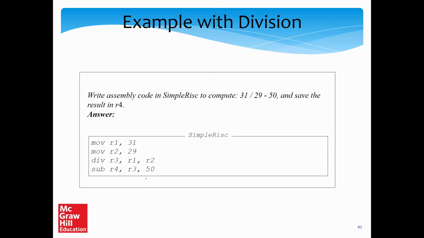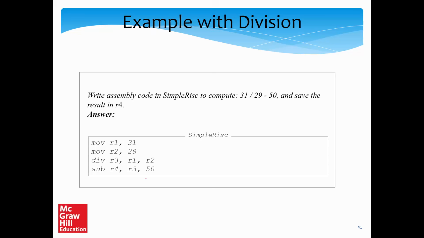Now let's show some more examples. So let's say write assembly code in SimpleRisc to compute 31 divided by 29 minus 50 and save the result in R4. No problem. So mind you, this is integer division. So 31 divided by 29, the answer will be 1.